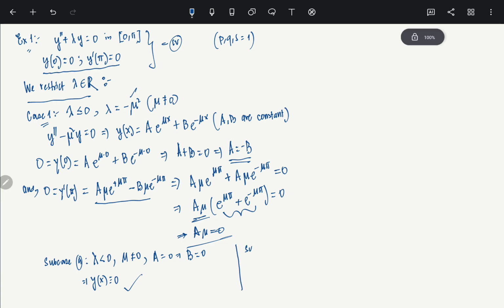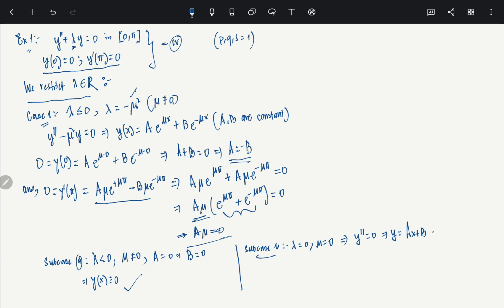Right, so let's look at this. Subcase B. What happens if lambda equals 0? If lambda equals 0, of course mu is 0. Basically I have y double prime equals 0, and that will imply y equals ax plus b.